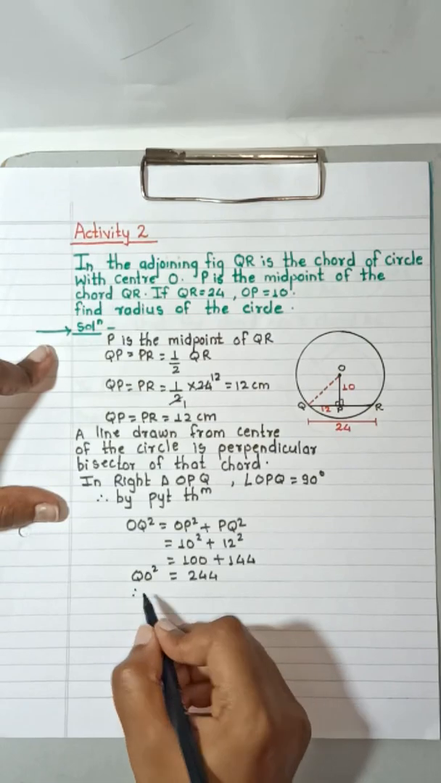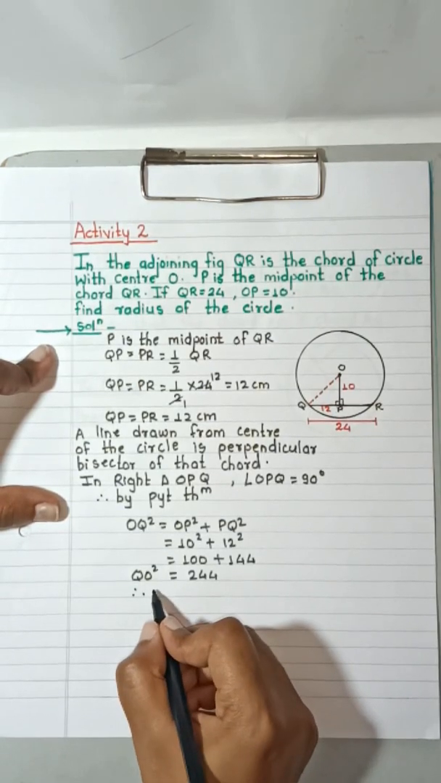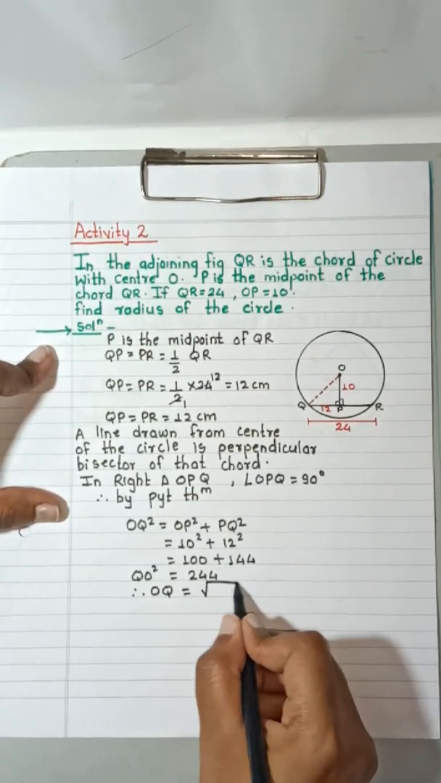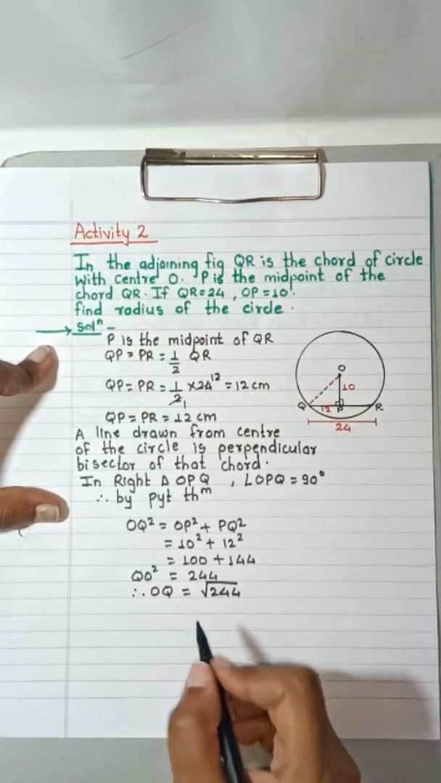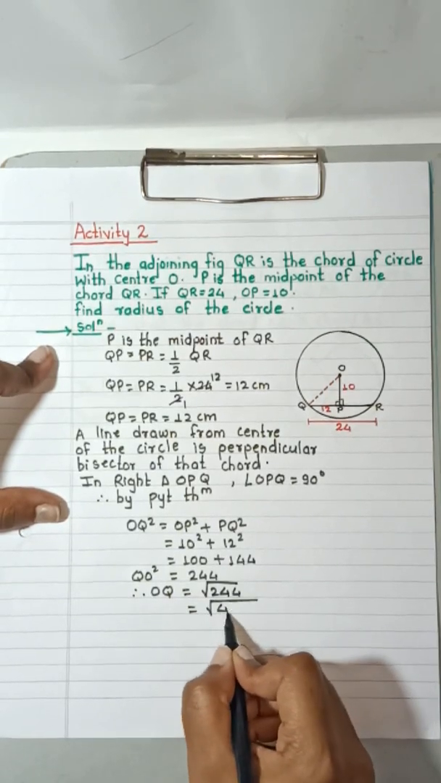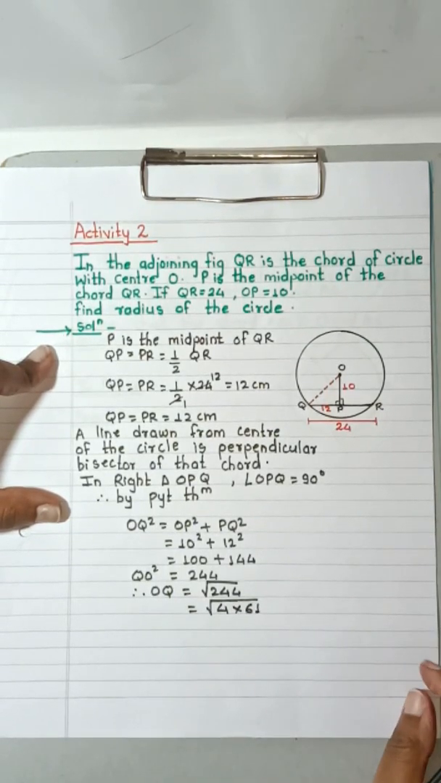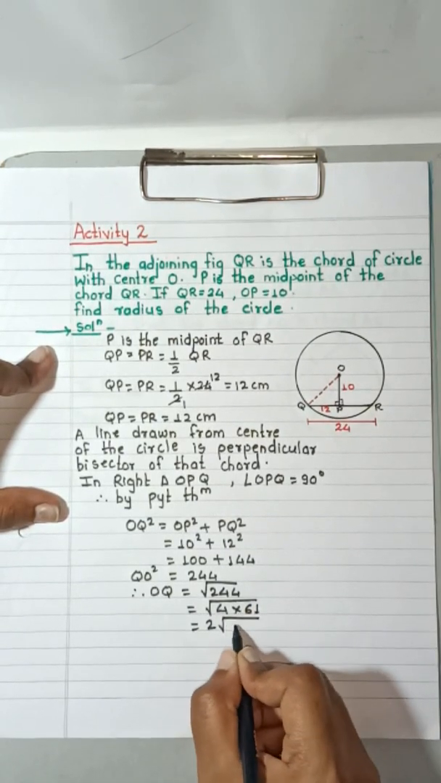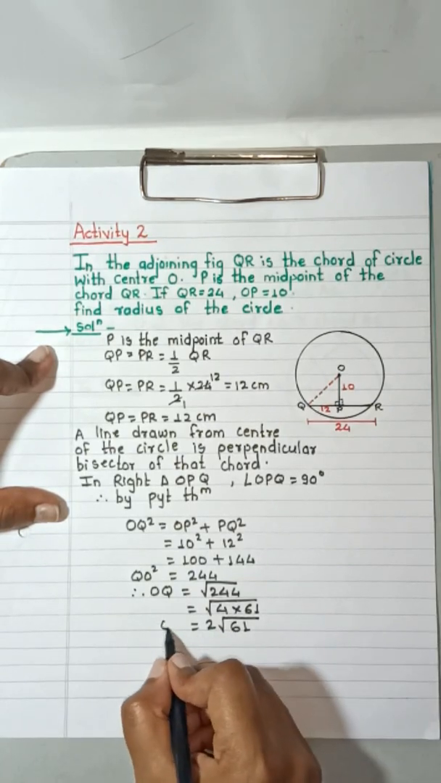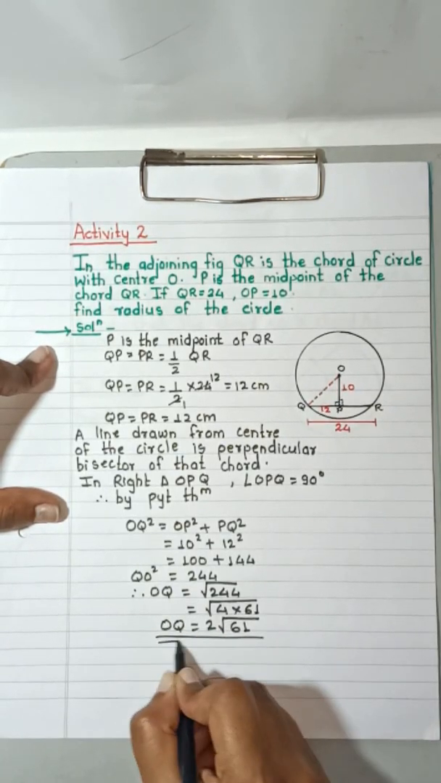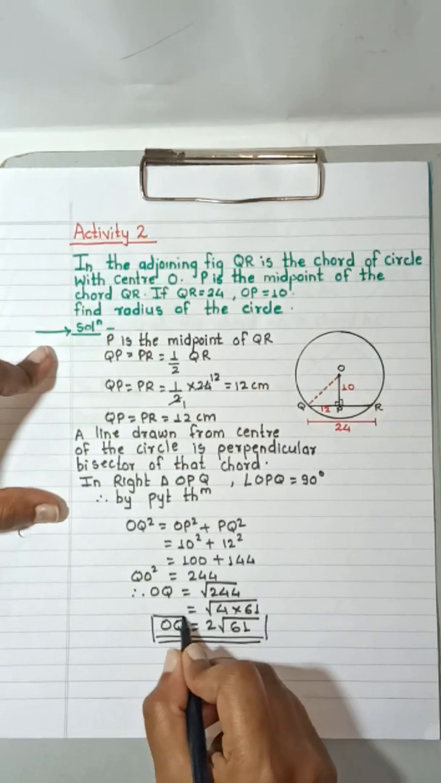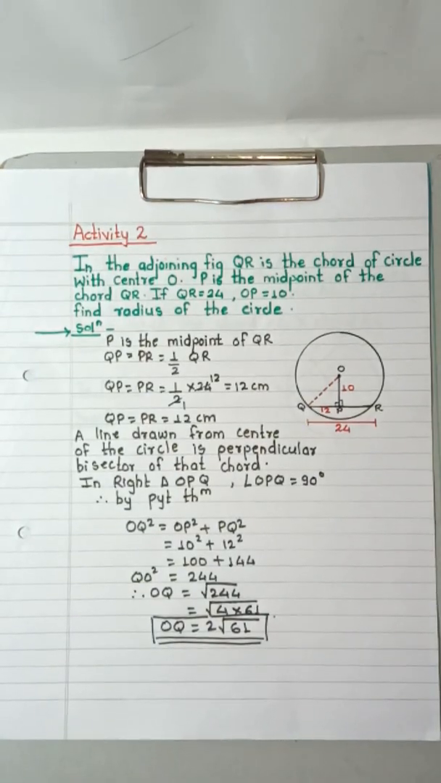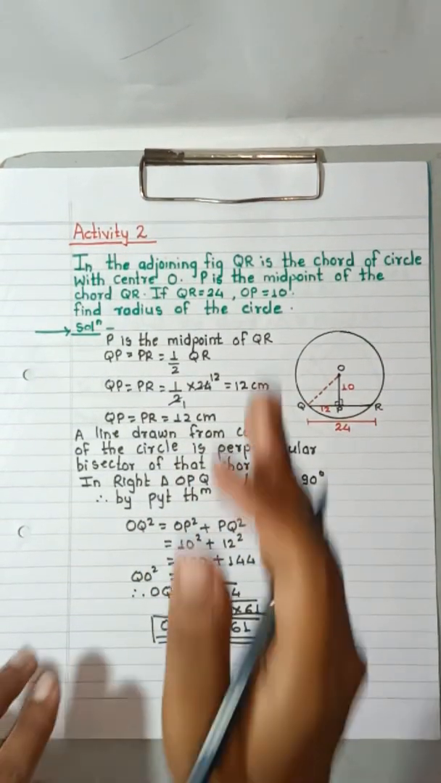I'll write it in a proper form as they have asked. OQ is equal to under root of 244. You can also write it in this way: 4 into 61 is 244. Therefore we'll take this 4 out, that will become 2 under root 61. Therefore your OQ is 2 under root 61. So this was your activity 2. Now let us move on towards activity 3.